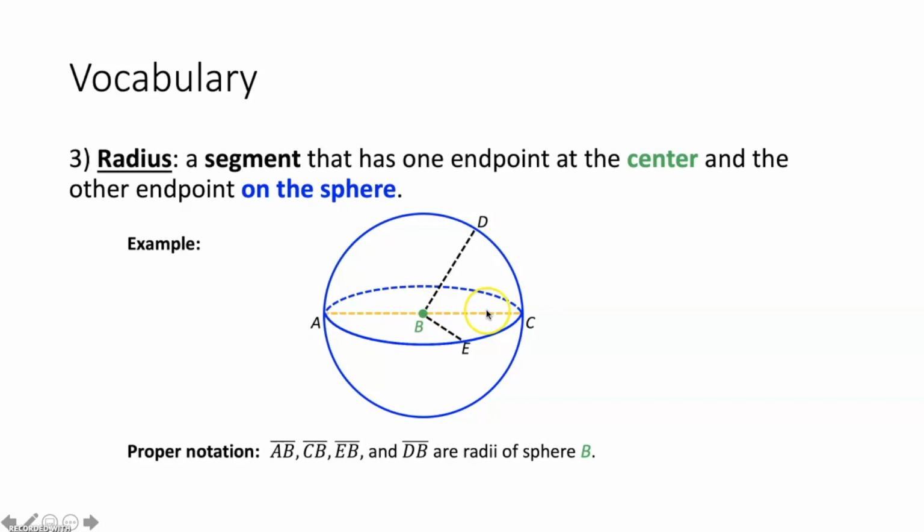Segment CB would also be considered a radius of sphere B because it has one endpoint at the center of our sphere and one endpoint on the sphere. Segment EB would be considered a radius of sphere B for the same reason. And same thing with segment DB.